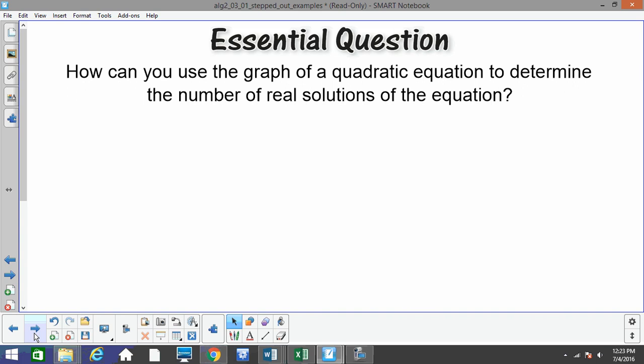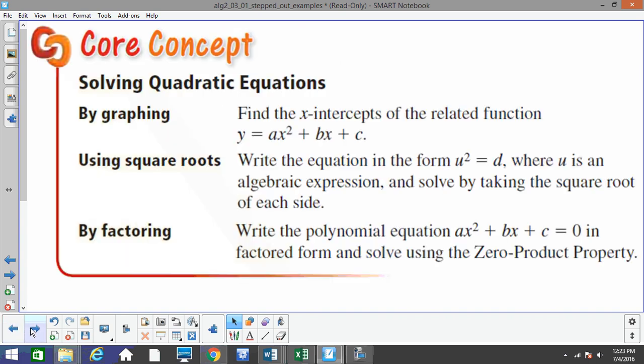So, what are we doing today? We're going to be using the graph of a quadratic to determine the number of real solutions. There's a couple different ways that you can use to solve quadratics. We're going to talk about graphing, where you find your x-intercepts, using the square root, where you take the square root and solve, or by factoring.